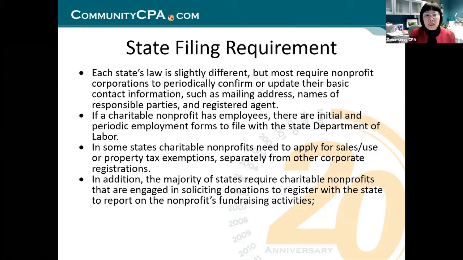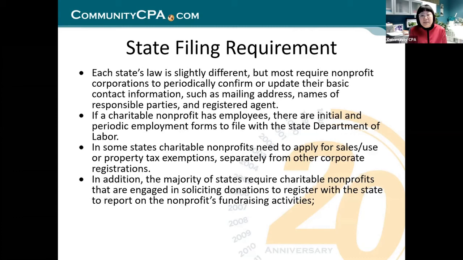And largely the state doesn't do anything different from the federal requirements. So if you are a 501c3, you file 990, and that form doesn't even have a state portion to it. So it is really a federal guided organization. You file that. At the state, you just have what we call the biannual or annual update with the state. Some states require charitable nonprofits to apply for sales and use and property tax exemption separately from the corporate registration.